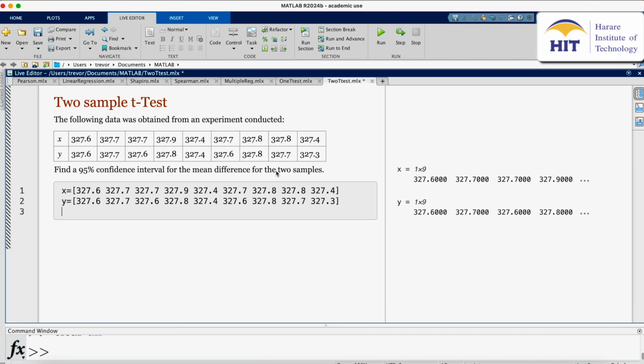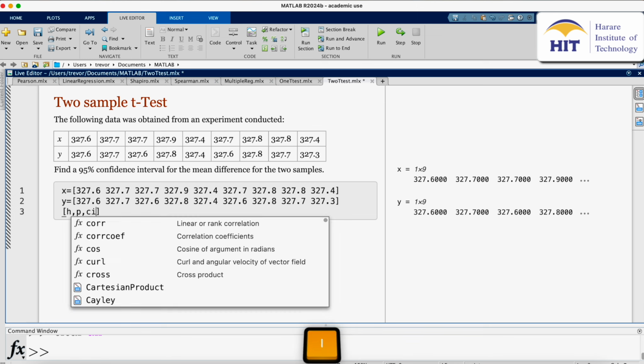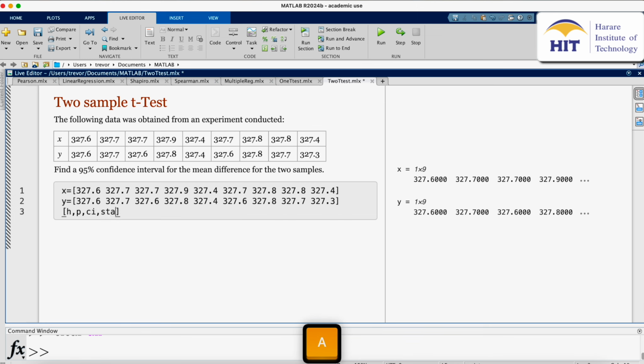So I'll enter that: open brackets, then h, comma, p, comma, ci, comma, stats, and then equal to, and then ttest. Then open parenthesis, then I put my x, comma, y. We can add other options here. For example, we are being asked to calculate a 95% confidence interval. By default, if we do not specify anything, our level of significance is 0.05, so it will calculate a 95% confidence interval.